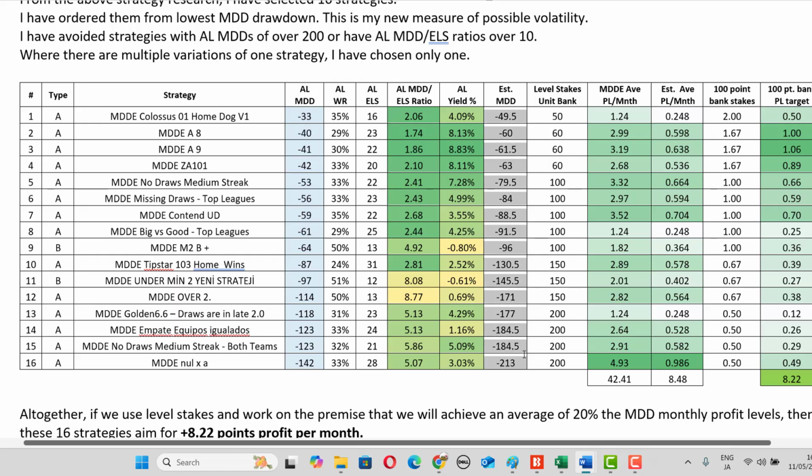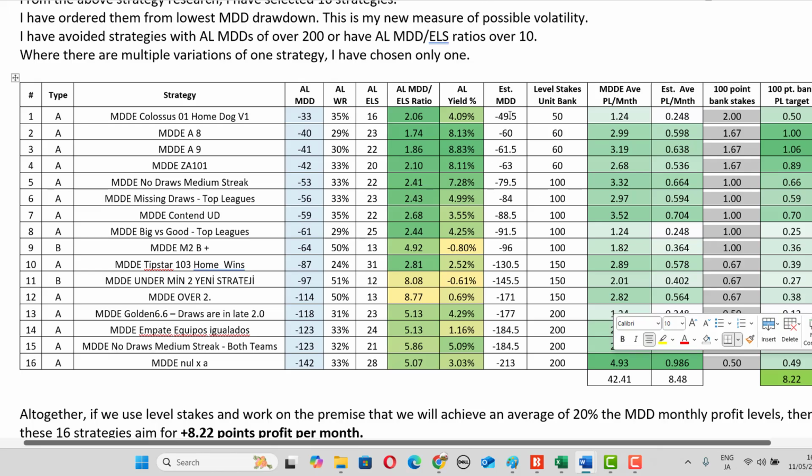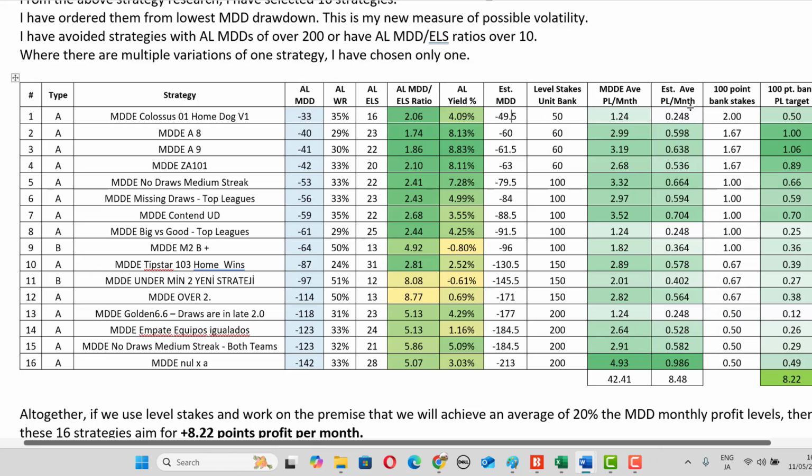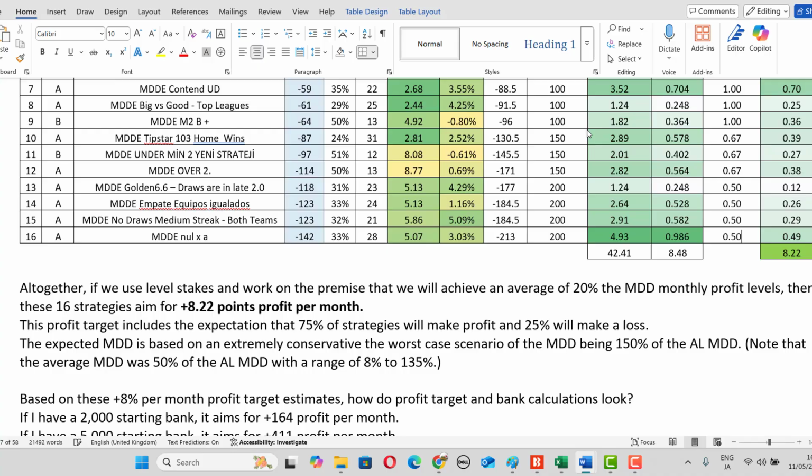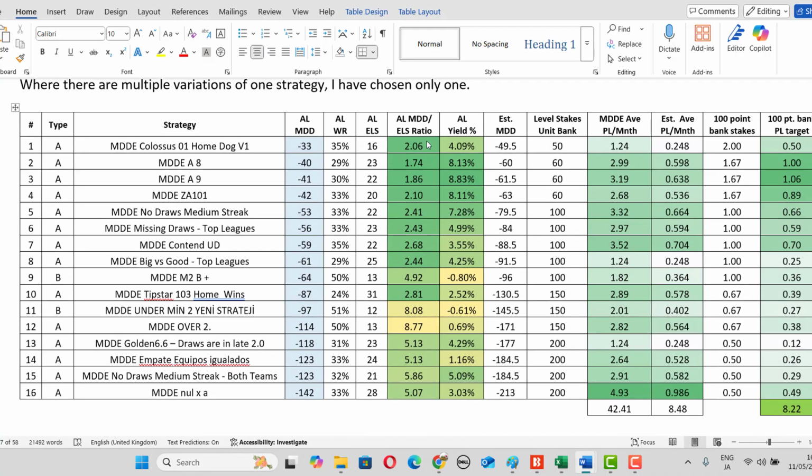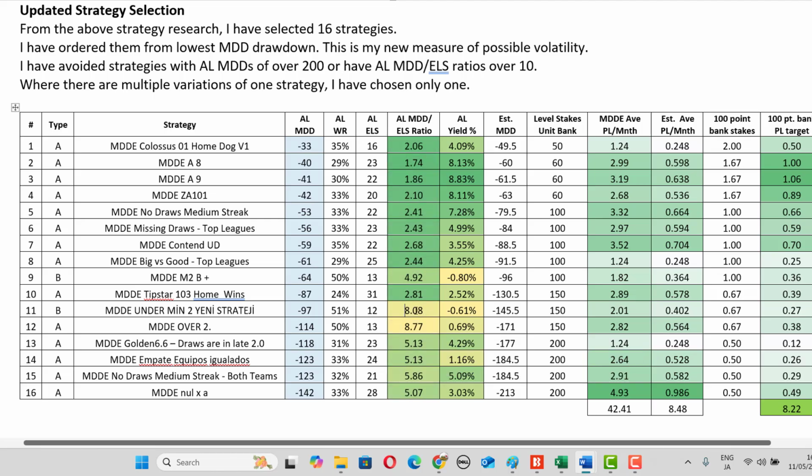And based on that expected drawdown, I've made some stakes. If you're doing level stakes, if the expected drawdown is about minus 50, then 2-point stakes. If the expected drawdown is about minus 96, then 1-point stakes. If the expected drawdown is minus 200, then 0.5-point stakes. That's if you're doing level stakes. And all of these have an ELS ratio of under 10. So you can use Whitaker Staking with an ELS of 10, and it should also work for them. And that's how I've made my staking plan for this.